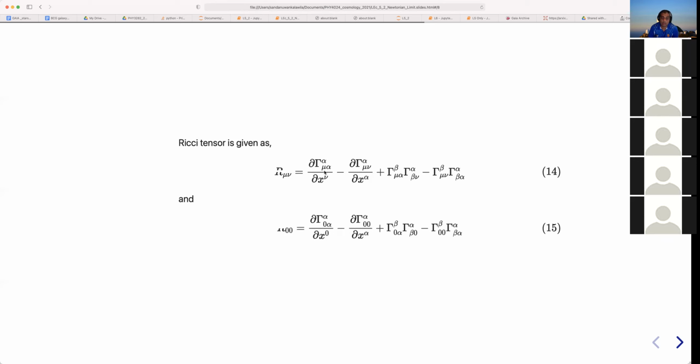So what I have done when I go from equation 14 to 15 is just replace the mu's and nu's by zeros here. You can see that I wrote 0 and 0 instead of mu and nu here. And again, for the mu and nu here, I wrote 0 and 0 like that. So that's what I have done.